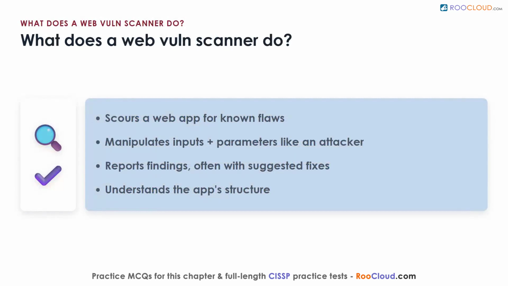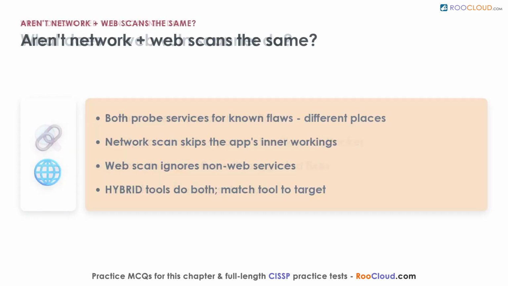So what does a web vulnerability scanner actually do? It scours a web application for known flaws that other scanners miss. The tool automatically manipulates inputs and parameters, probing the way an attacker would, then reports what it finds, often with suggested fixes. Crucially, it uncovers weaknesses that a network scan would sail right past because it understands the structure of the application itself. Picture a tester who does not just check that the shop's front door locks, but tries every form on every page.